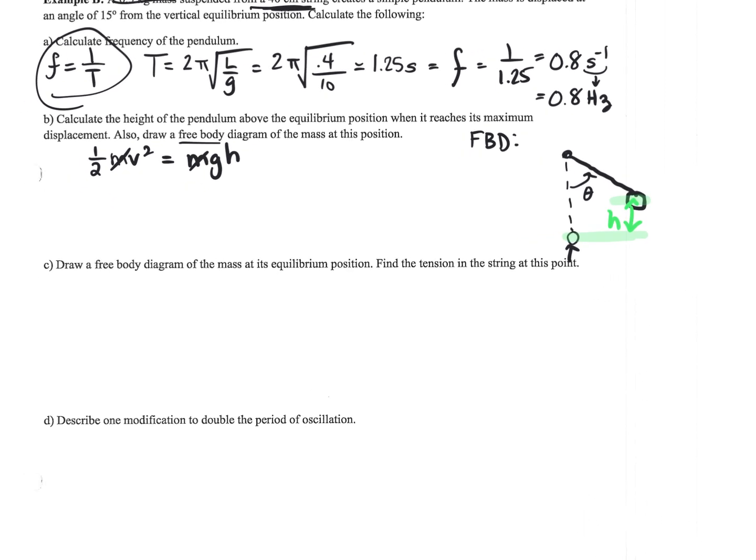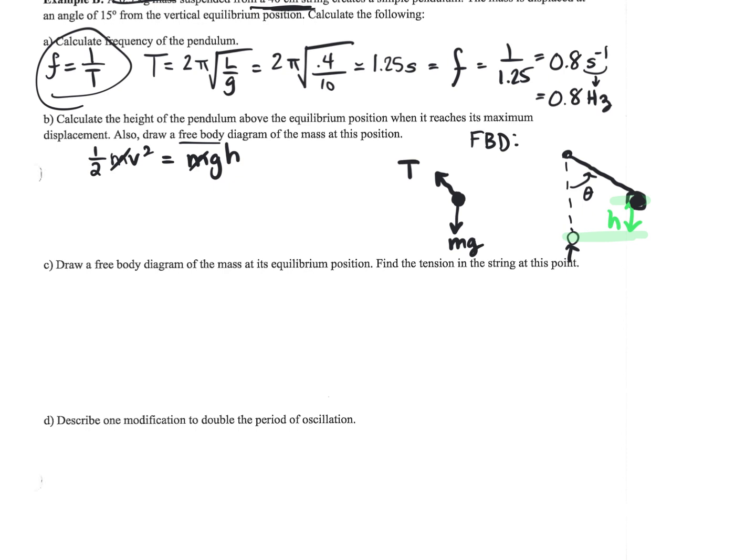It said draw the free body diagram. So what forces are going on at its max displacement? What forces do I have in a pendulum? Force of gravity, so I have mg going downward. What else do I have? Tension, but is the tension going straight up at this position? Which way is the tension going? It's going along the string, isn't it? So the tension is going along the string this way. Do you agree?